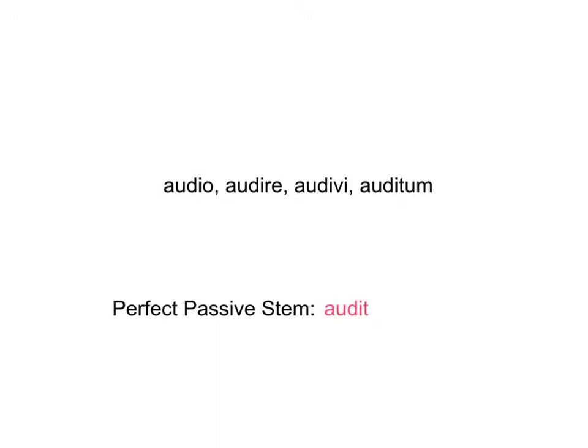And for this form, we're not going to use this one and not use this one. This is for present, imperfect, and future tense, and we're not going to use this either. This is for perfect, pluperfect, and future perfect active. We're instead going to use this form, which is the perfect passive stem. We're going to knock off that ending. And so our perfect passive stem is just audit.